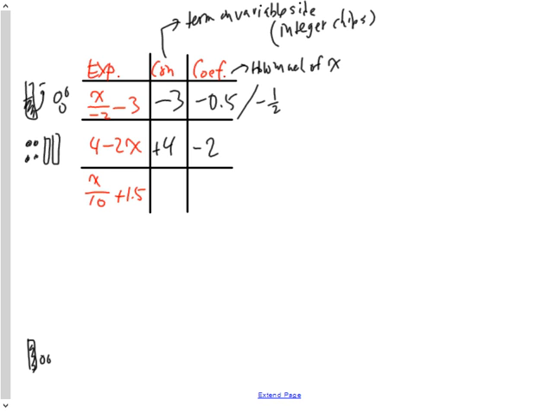And finally, the third one, what's your constant? It's positive 1.5. And your coefficient is a tenth. And a tenth can be written as 0.1 or 1 over 10.